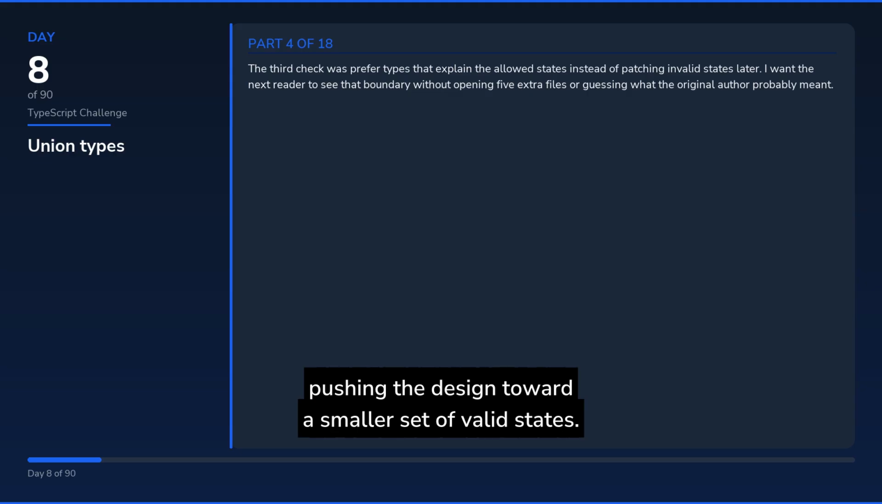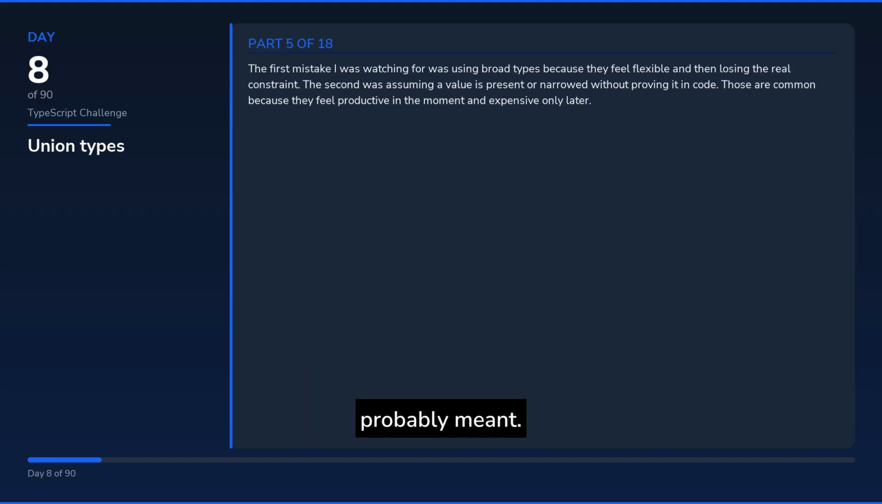The third check was prefer types that explain the allowed states instead of patching invalid states later. I want the next reader to see that boundary without opening 5 extra files or guessing what the original author probably meant. The first mistake I was watching for was using broad types because they feel flexible and then losing the real constraint. The second was assuming a value is present or narrowed without proving it in code. Those are common because they feel productive in the moment and expensive only later.